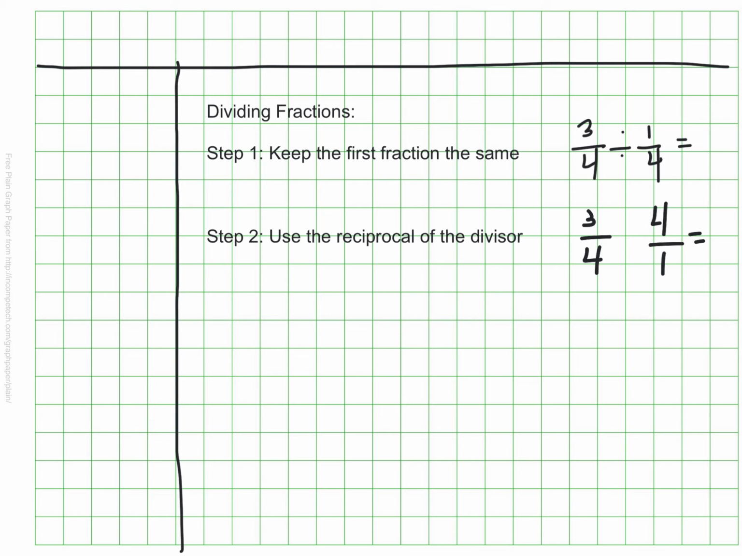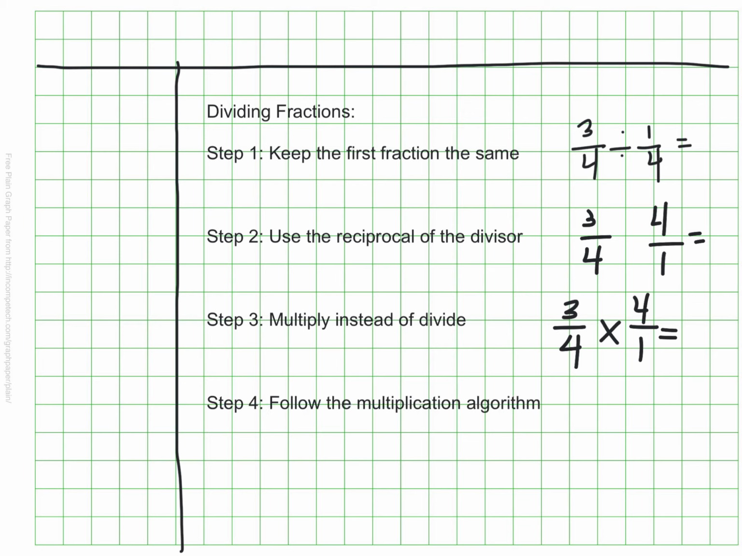Now for step 3, since we have the opposite fraction, we're going to do an opposite operation. Whereas this started as a division problem, since we have used the opposite fraction, we're now going to do the opposite operation, and we're going to multiply. From there, you'll just follow your multiplication algorithm. So I'll do 3 times 4 is 12, 4 times 1 is 4, and simplify to get 3. Those are the steps for our algorithm.